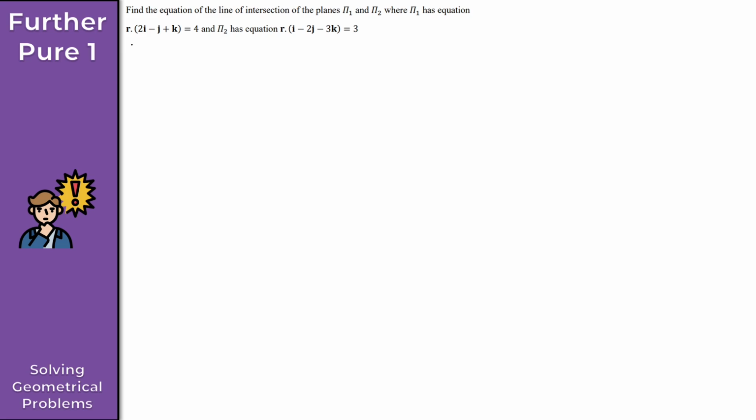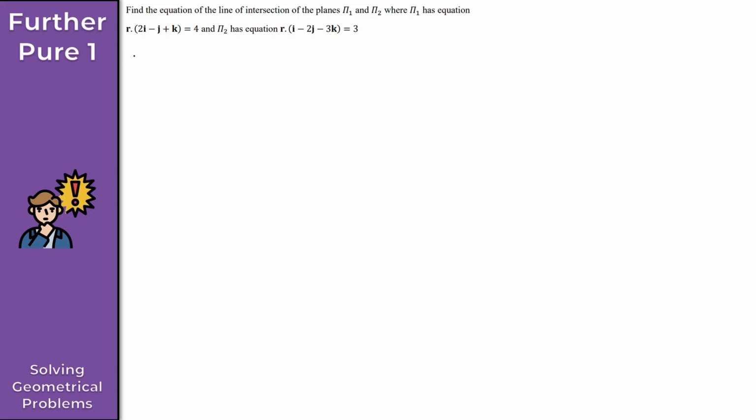Question 1 asks us to find the equation of the line of intersection of the two planes pi1 and pi2, where pi1 has this equation and pi2 has this equation. Hopefully you notice straight away that this vector is the normal vector to pi1, and this vector is a normal vector to pi2. So the line of intersection of the two planes must be perpendicular to both normal vectors, and that means we can simply use the vector product to find the direction vector.